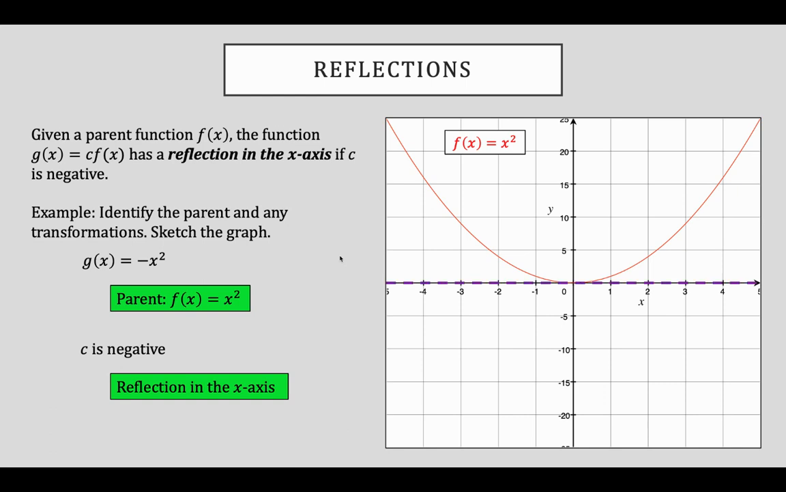There's my x-axis. Flip it on over. That gives us the graph of g. g of x is equal to negative x squared.